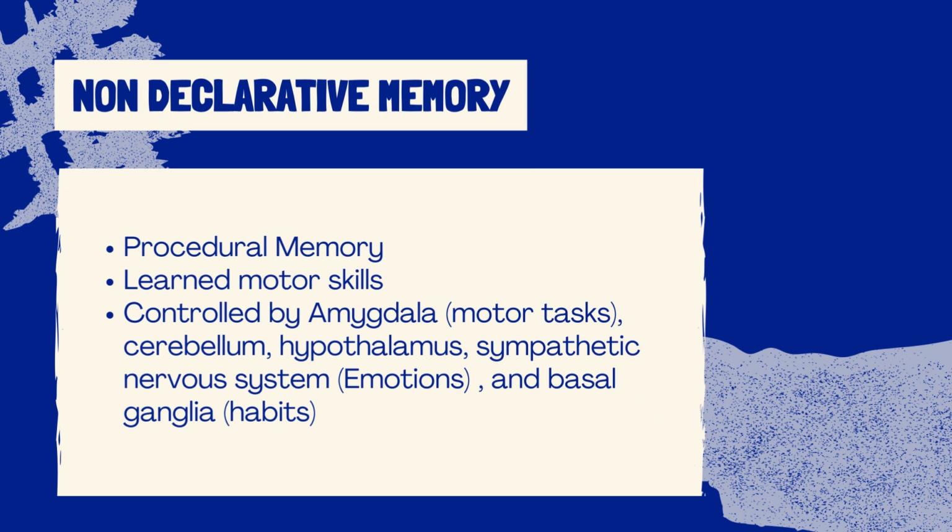Non-declarative memory now. This is procedural memory and it mainly is composed of learned motor skills, and this is controlled by the amygdala for motor tasks, the cerebellum, hypothalamus, and sympathetic nervous system for emotions, and the basal ganglia for habits.